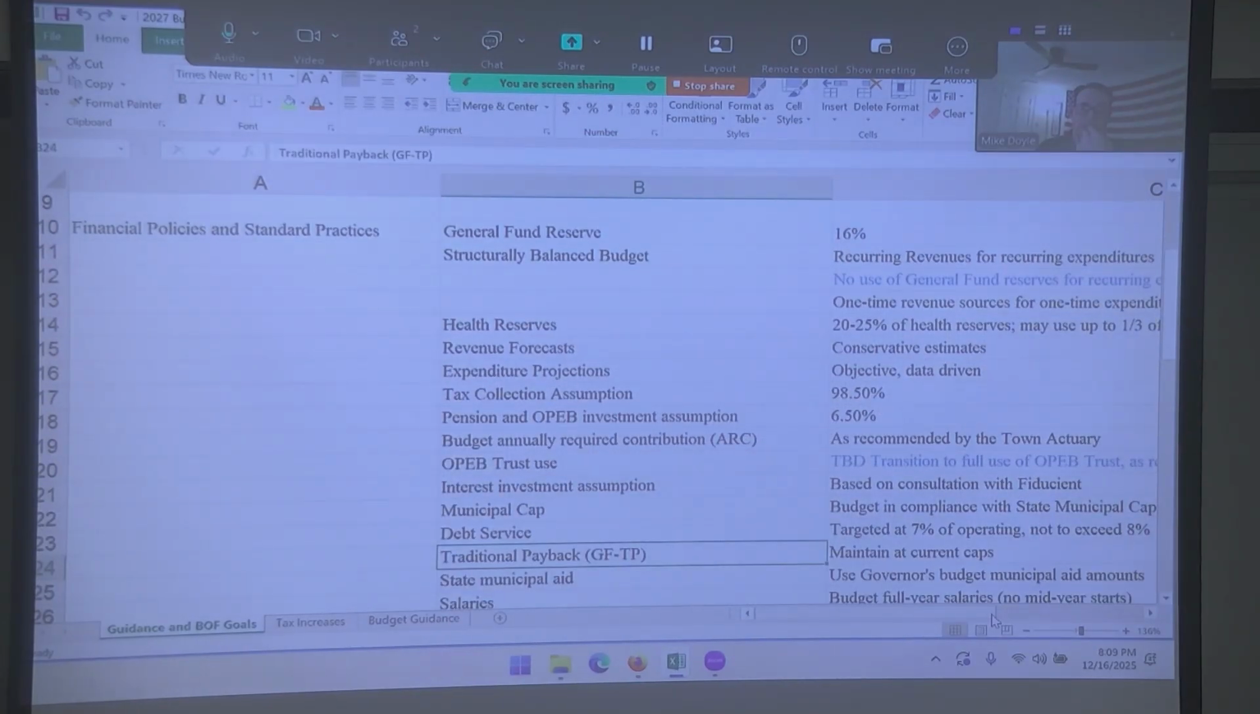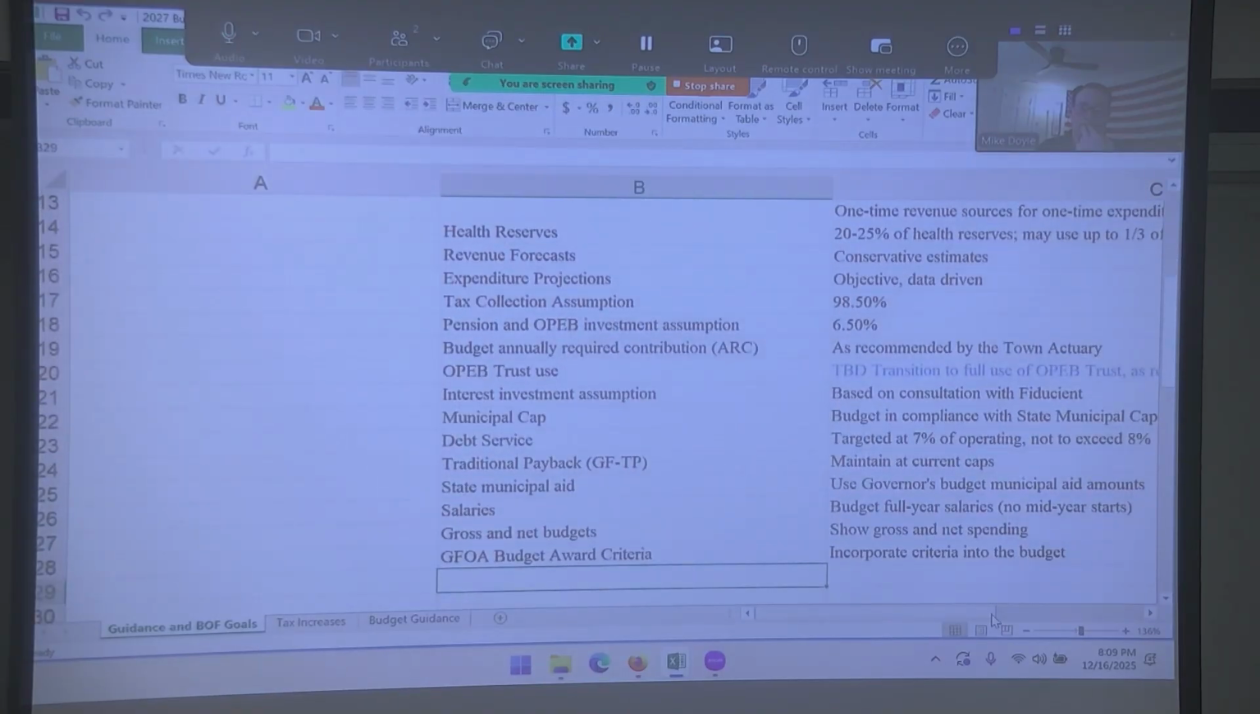Recurring revenues for recurring expenditures. So if there is a spike in building permits, Amy, please don't budget that for the operating budget, beyond what is the non-volatile part of that. Health reserves. Our current policy is once reserves hit 25%, we can use up to 1/3 of excess reserves. Good. Authorizing that? Okay. Mike, yell out if you're not okay.